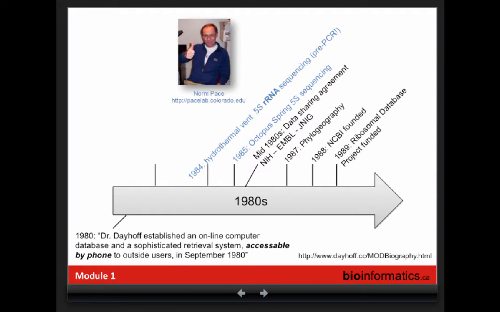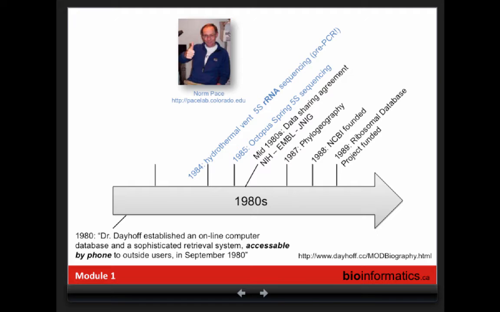So in the 80s, this is really the beginning of: now we have sequencing technology, what can we do with it? So Norm Pace's lab in Colorado in the mid-80s started to look at marker genes in a fairly simple community, such as a hot spring community, where at that time they believed there were only a handful of microbial organisms.